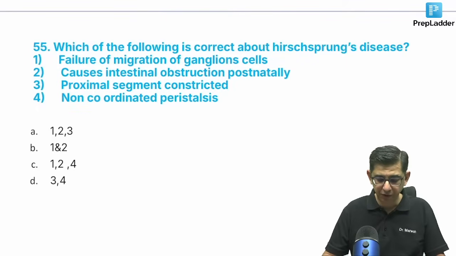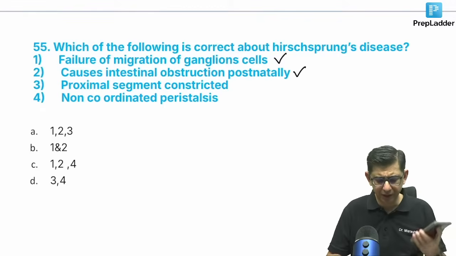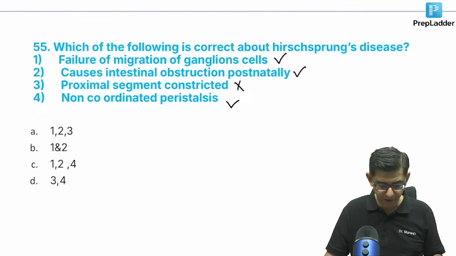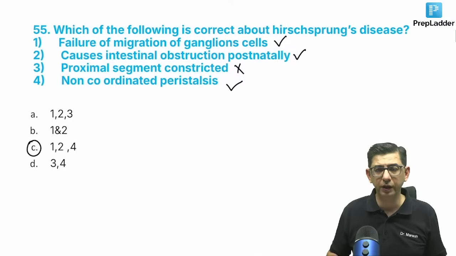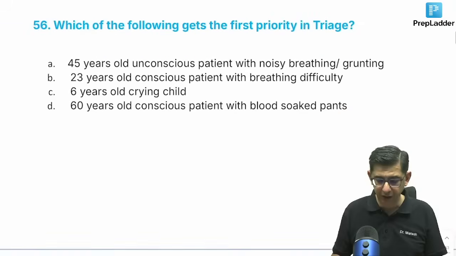Okay, Hirschsprung's is failure of migration of ganglion cells, intestinal obstruction postnatally makes sense. The proximal segment is constricted, and there is non-coordinated paralysis. So he's asking which of the following is correct. I think 1, 2, and 4 are correct in this case. Logically, we can work out the data. The passage will be blocked somewhere, and with aganglionosis, the proximal part of the gut will begin to dilate.